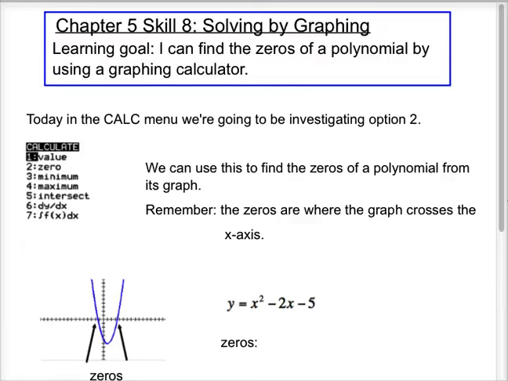Welcome back. So, in the last notes, we investigated how to use our calculator to calculate maximums and minimums. Now, for the next couple lessons, we're going to be investigating how to find zeros using various methods. And the first method we're going to use is actually using the calculator. Okay, since we're getting accustomed to it, why not continue using it?